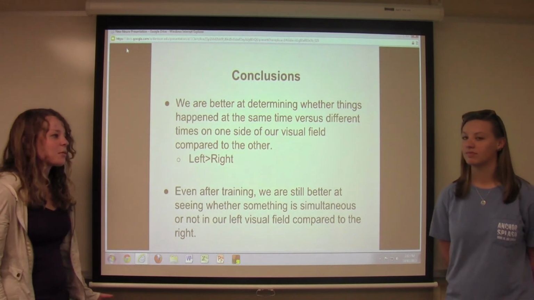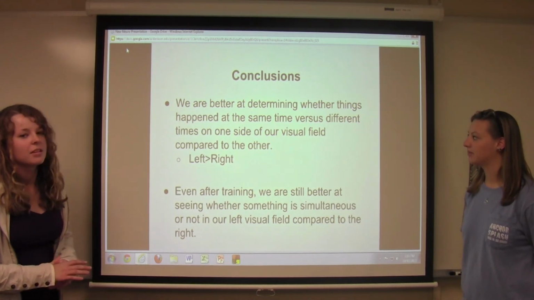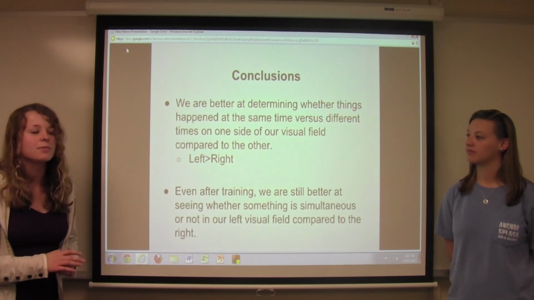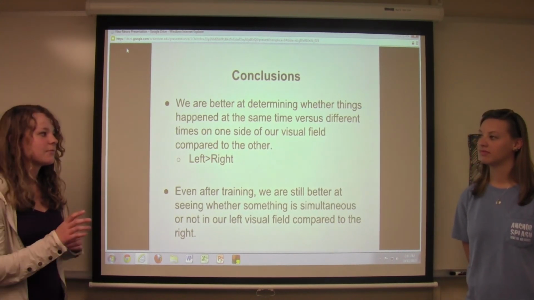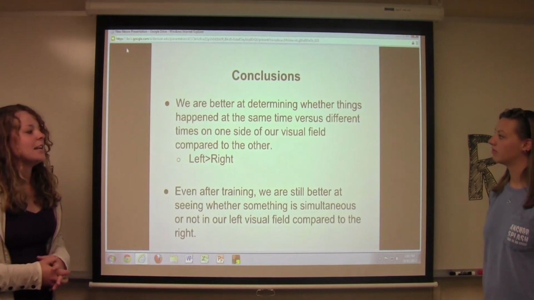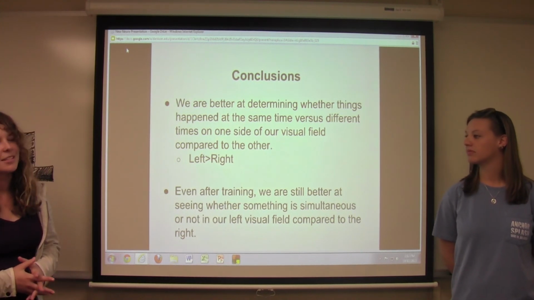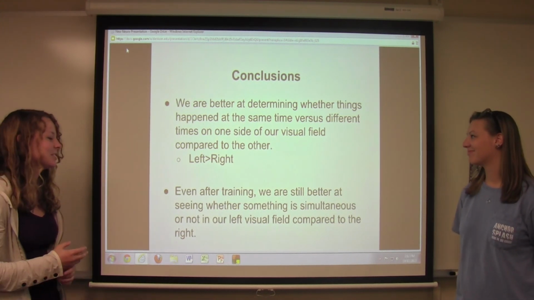So the conclusions that we're hoping you take from this presentation are that we are better at determining whether things happened at the same time versus different times when they occur on our left visual field compared to our right visual field. And even after training, we are still better at seeing whether something is simultaneous or not in our left visual field compared to our right.